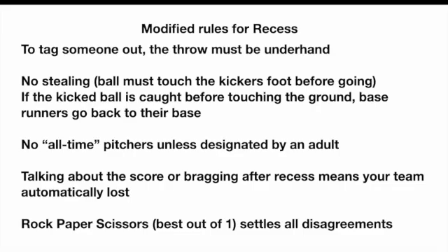So some modified rules going with the idea of tagging a runner. If you are throwing the ball to try to tag someone out, it has to be an underhand throw. We've had the issue of kids throwing too hard for the distance they're throwing. So we're going to say underhand throws only. If you throw overhand and it hits them, they get to move to the next base. No stealing. So you need to wait until the ball is kicked by the kicker. As soon as it is kicked, though, if the ball is popped up in the air and the outfield catches it, the runners have to go back to the base they were just at. They cannot move to the next base.